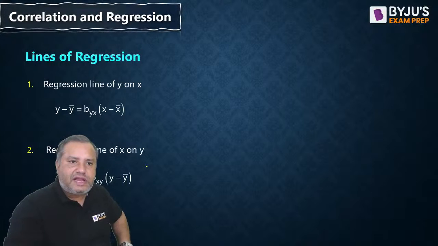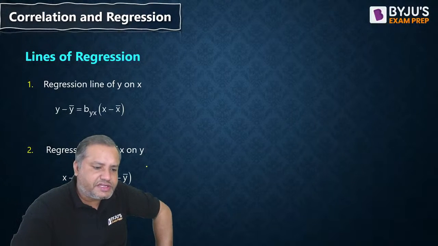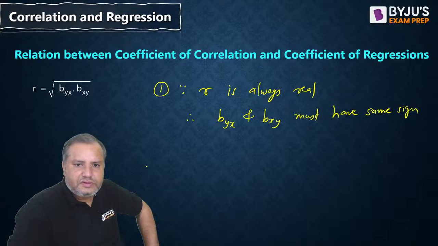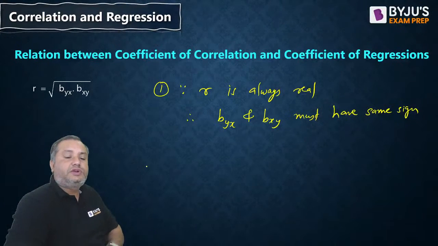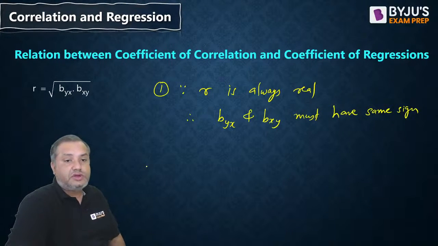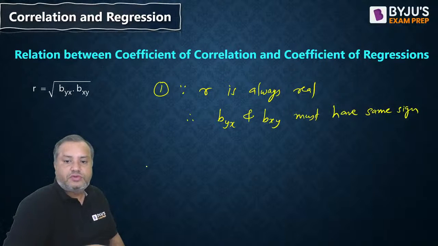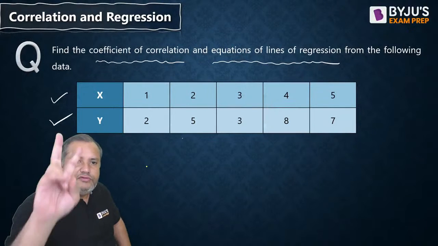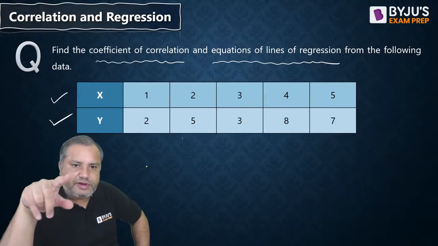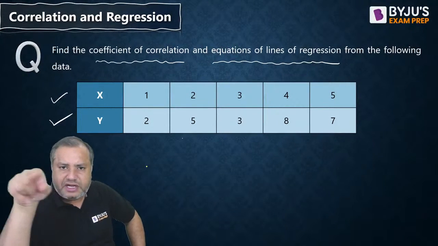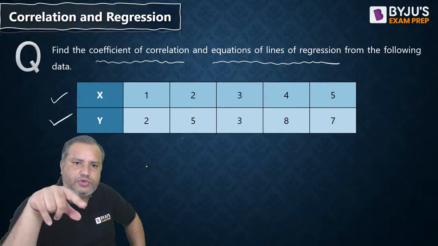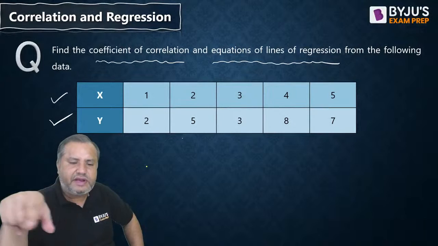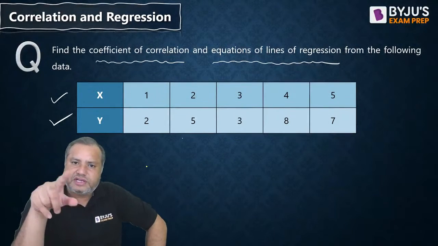Then we have seen lines of regression. There are two lines of regression, y on x and x on y. We also have seen that the geometric mean of the two regression coefficients is the coefficient of correlation. We have seen two types of questions. In the first type, data will be given and they may ask you the coefficient of correlation and the equation of lines of regression.